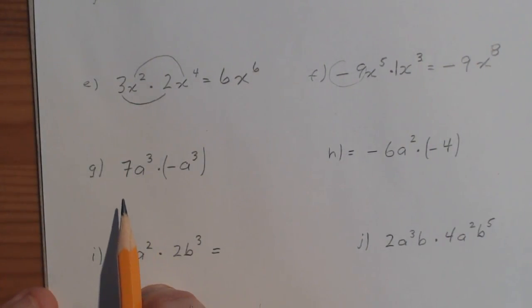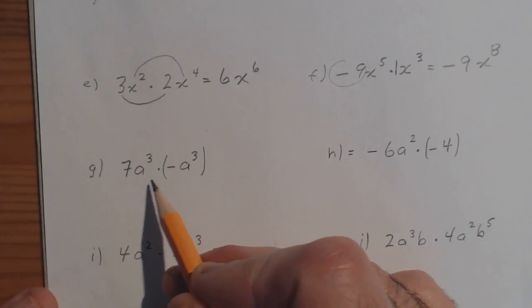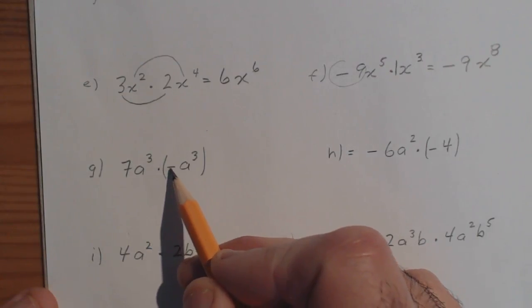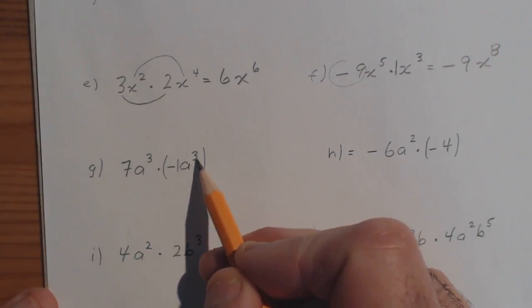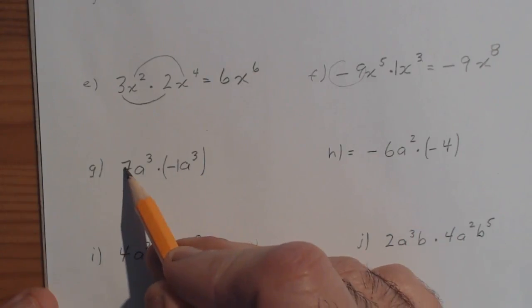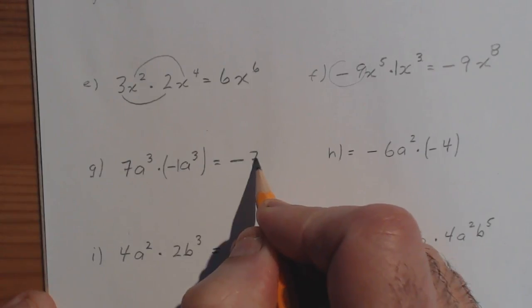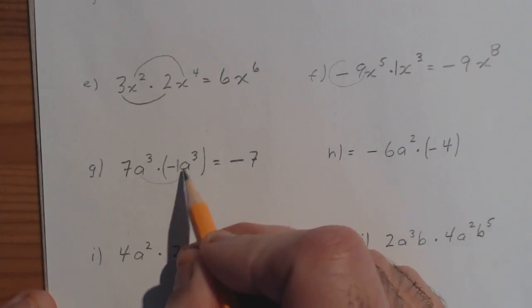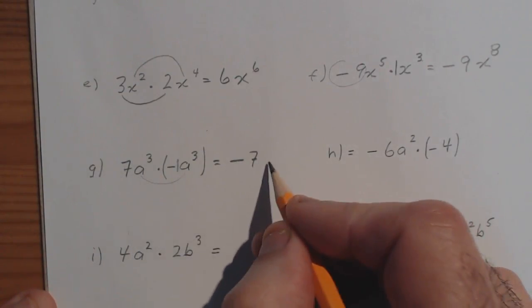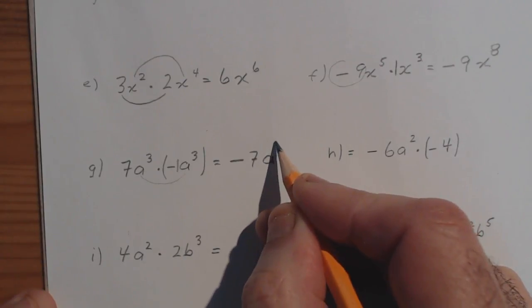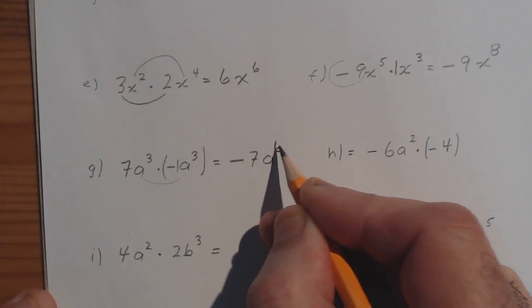Number G. Now we have 7a to the power of 3 times minus 1a to the power of 3. So 7 times minus 1 gives minus 7. Now we multiply the variables. a to the power of 3 times a to the power of 3 gives a to the power of 3 plus 3, which is a to the power of 6.